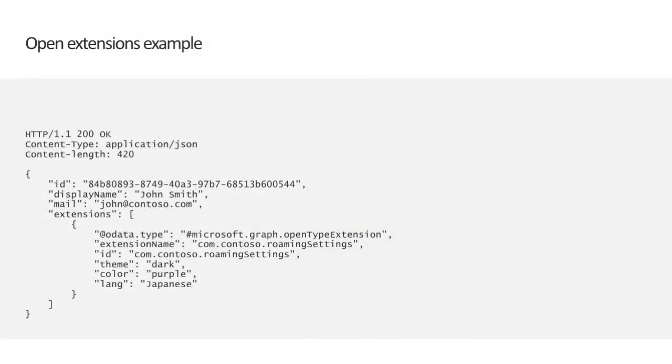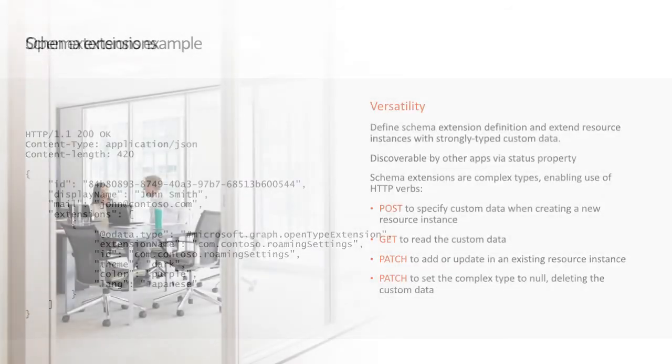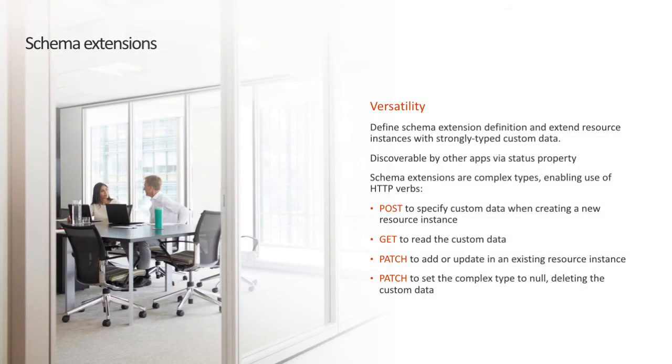So this slide just shows an example of what we would get back. So in this case here, I'm making a request for a user, and I'm saying expand the extensions. And here you can see I have one extension that's being expanded. Here the ID of this extension, or the name of it, is com.contoso.roaming settings. And in this case here, it's got three properties: a theme, a color, and a language. Now, another type of extension that we can do is a schema extension.